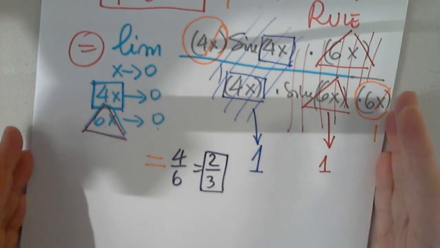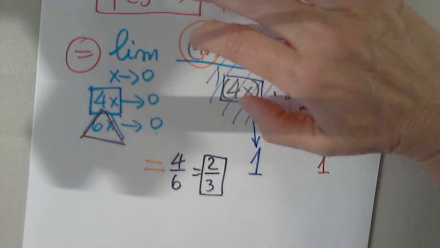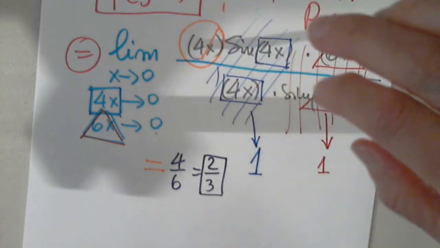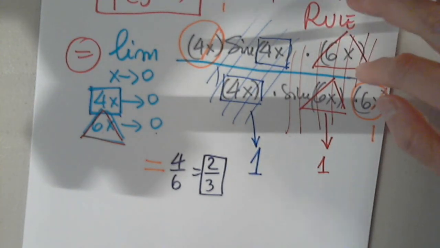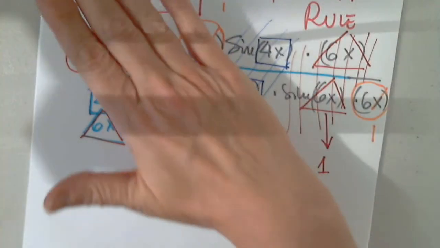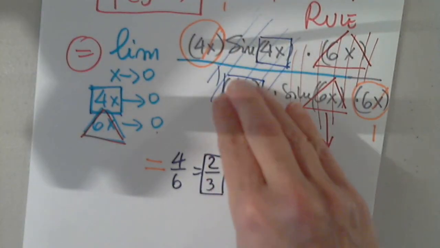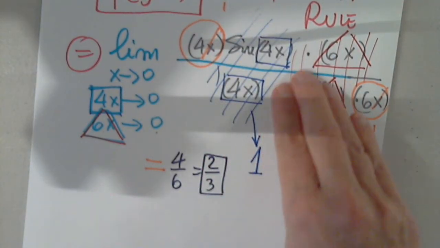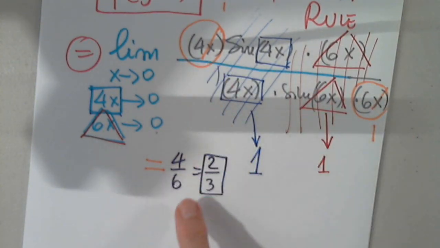How did I manipulate this function? I multiplied by 4x because I needed it, and multiplied both top and bottom. How did I manipulate for 6x? I had to multiply top and bottom by 6x, but this is nothing, it's 1. It's still the same function. But this approaches 1, this approaches 1, and then 4x over 6x is 4 over 6.